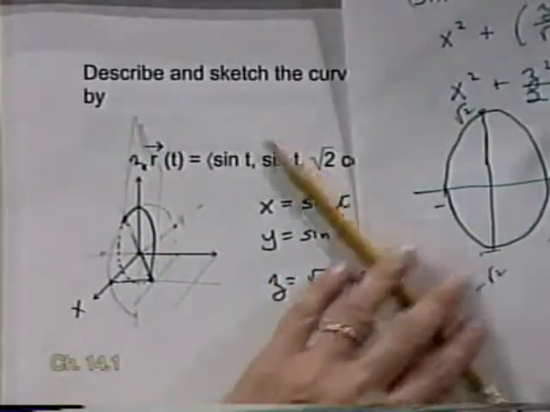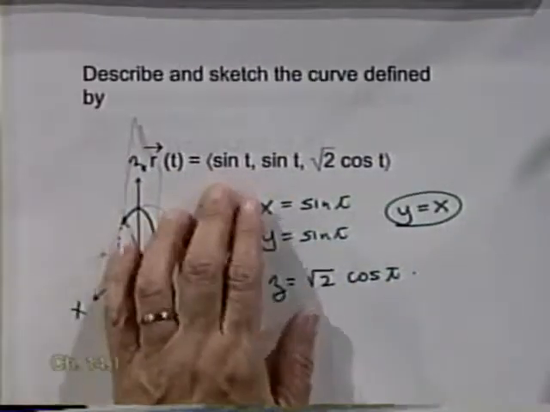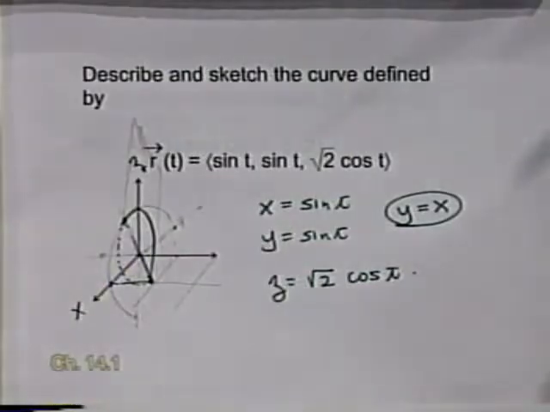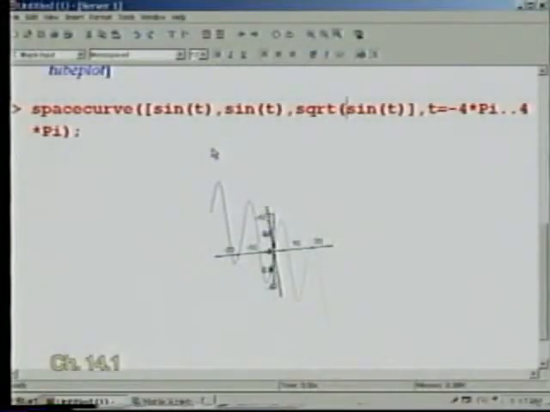Granted, this one was a little bit harder than the other ones, but let's put this on Maple so you can see the picture a little bit. It's going to be sine of t, the y is sine of t, and the other one is square root of 2 times cosine of t. And I'm just going to let t range from 0 to 4 pi, which would be fine.